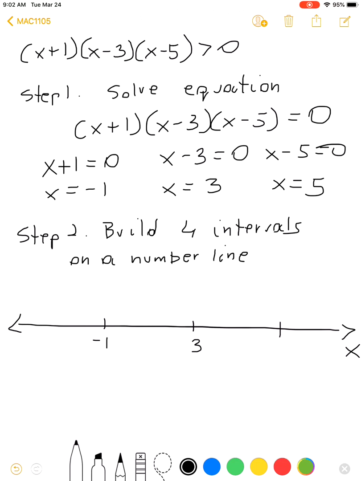and x equal 5. Okay, don't forget that our polynomial inequality has a strict inequality. We're looking for the solution for which the polynomial is greater than 0. Since it's a strict inequality, x equal negative 1, x equal 3, and x equal 5 won't be part of the solution. So our 3 zeros are breaking down the number line into 4 intervals. Here we have negative infinity to negative 1, from negative 1 to 3, from 3 to 5, and from 5 to positive infinity.